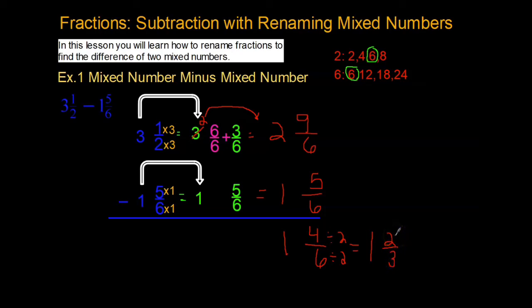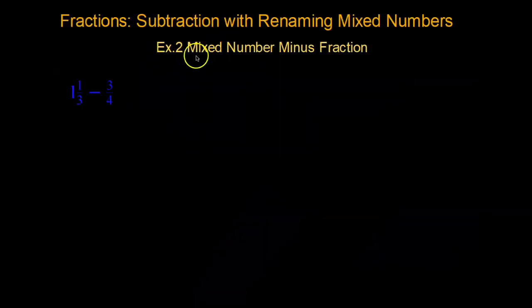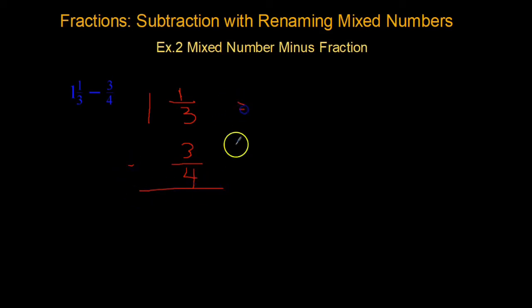So let's look at some more examples. So here's going to be another example. This time we are going to subtract mixed number minus fraction. In this example, we still need to set up our fraction by stacking. So we have 1 and 1/3 minus 3/4. And you want to subtract by stacking the fraction over the fraction and leaving the whole number off to itself.